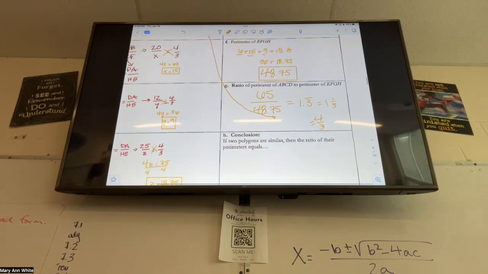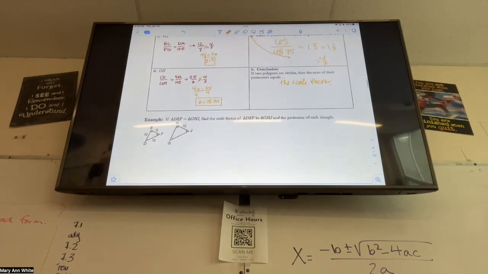So the whole reason we did this whole problem was the rule: if 2 polygons are similar, then the ratio of their perimeters equals the scale factor. The very last problem we're going to do is going to use this concept. Sure, every time you could find all the missing sides and then add them together to find the perimeter. But I'm going to argue that if you have the scale factor and you know the perimeter of one of the shapes, you can find the perimeter of the other shape, okay?